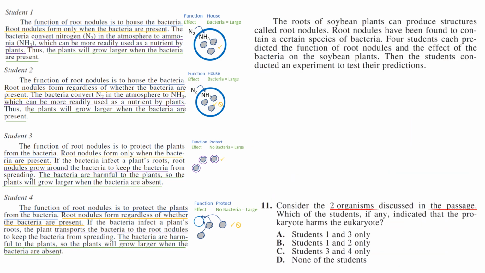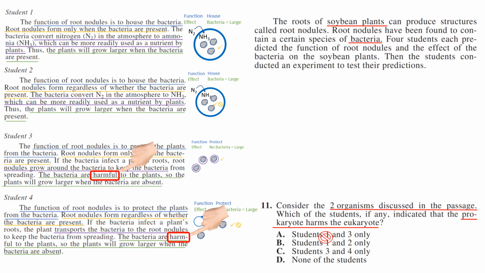Number 11, consider the 2 organisms discussed in the passage. So we discussed soybeans and bacteria. Which of the students, if any, indicate that the prokaryote harms the eukaryote? So I think I said those right. So we're going to go to the reading, and student 3 and 4 both mention the bacteria being harmful. Nothing in student 1 or 2 talks about harm. So I'm going to go ahead and eliminate student 1. So A and B I'm going to say is probably out. If nothing else, if I'm having to guess, I'm saying C or D would be the answer. And I'm probably going to guess C because it mentions harm in particular.